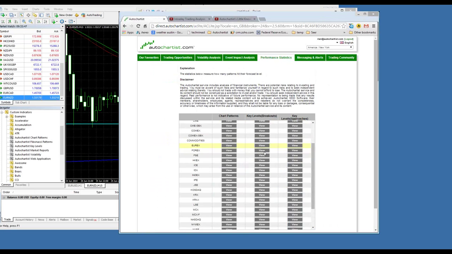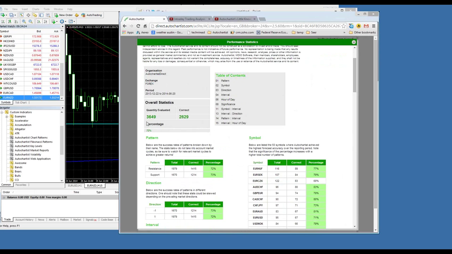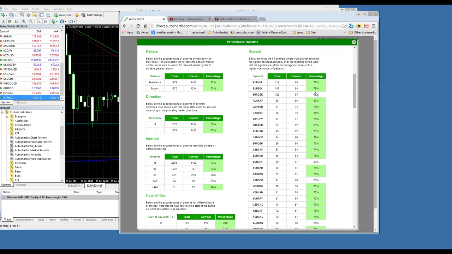For example, if we look at the completed key levels over the last 6 months, we've identified about 3,500 of them, of which 2,500 or so were correct, which is on average about a 72% correct rate. But that's not really the important stat. The important stats are actually the breakdown. You can have a look at the breakdown of which patterns and which instruments have performed well over the last 6 months. Again, I have to disclaim this because past performance might not be indicative of future performance, but certainly it gives you an indication of what's been working pretty well lately.